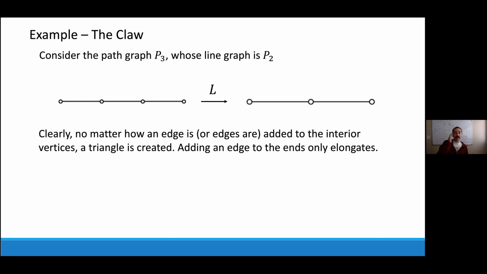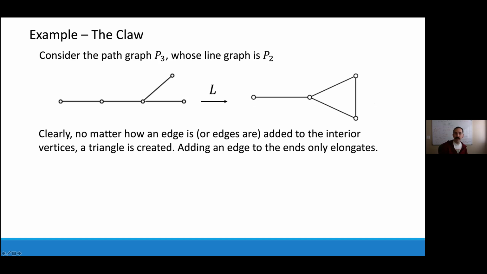So let's consider the path graph. So this is the graph with 3 edges. And the line graph of this, so I want to take the line graph. So that means this edge gets a vertex, this edge gets a vertex, this edge gets a vertex, and there's only going to be 2 edges. So taking the line graph maps me over to this graph over here. So now let's see what happens if we add an edge or edges to the interior here. No matter how, something interesting is going to happen. We're always going to create a triangle. And adding an edge to the ends can only elongate it and just make this chain longer.